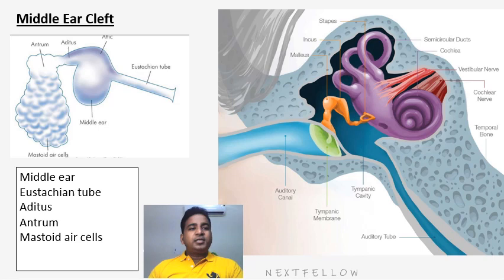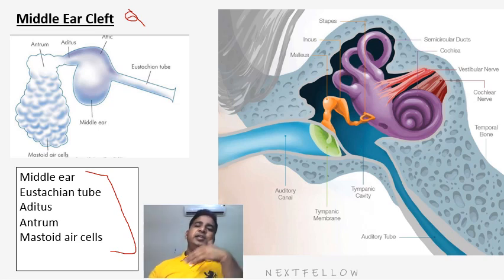Now what is the middle ear cleft? Again asked in the exam. The middle ear cleft consists of the middle ear, eustachian tube, aditus, antrum, and mastoid air cells. So it has been asked in the exam. They have given 4 to 5 options, and we have to exclude the wrong options. So the cleft is made up of the middle ear, eustachian tube anteriorly, and posteriorly it is the attic, antrum, and the mastoid air cells.